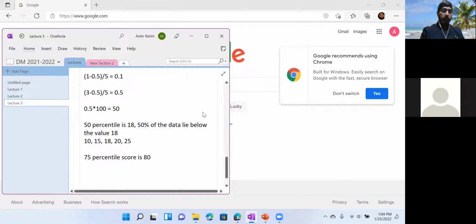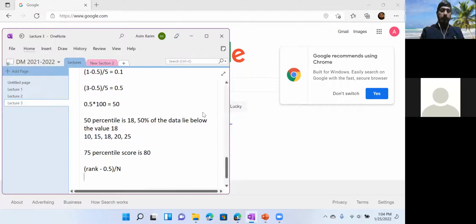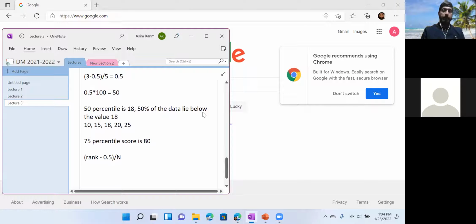So it doesn't matter, I mentioned the formula. So rank minus 0.5. This 0.5 is arbitrary, but usually we use 0.5 divided by n, which is the total number of observations in the data. So that is quantile and percentile.